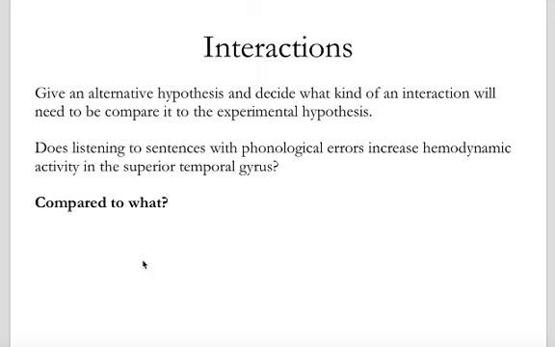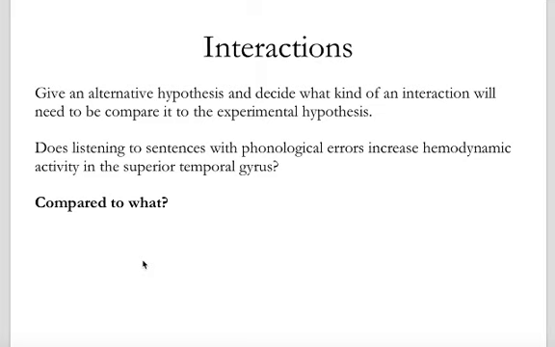And the final example here is taken from cognitive neuroscience and neurolinguistics, and it's just meant to illustrate how inherently difficult it is to study the neural substrates of cognitive things, and especially linguistic things. So here is the sort of experimental hypothesis or research question. Does listening to sentences with phonological errors increase hemodynamic activity in the superior temporal gyrus?